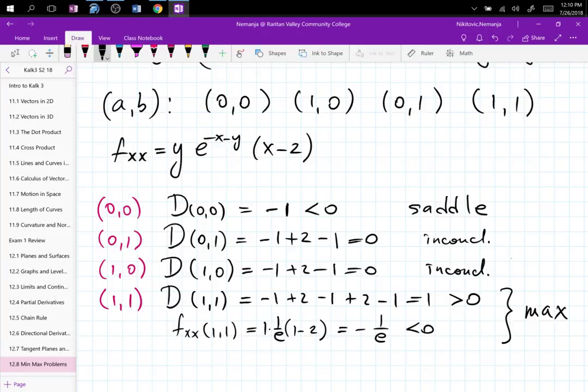So we have a saddle point at (0, 0). We have a maximum at (1, 1). And the test is inconclusive for (0, 1) and (1, 0). Now, for those, you can go and compute additional points around and check whether they are min or a max. So if you get the mixed response, it's a saddle point. If all of the points are bigger than what you have over there, it's going to be minimum. If all the points are smaller, you're going to have a maximum.